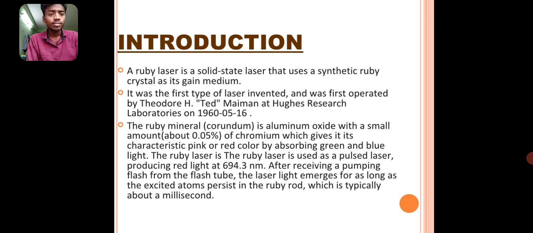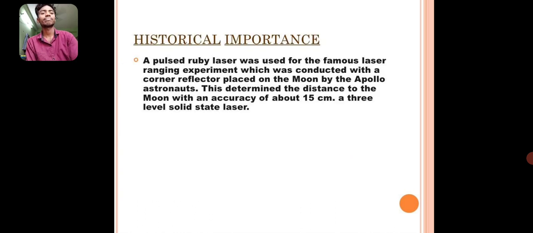The ruby mineral corundum is aluminum oxide with a small amount, about 0.05%, of chromium, which gives it its characteristic pink or red color by absorbing green and blue light. The ruby laser is used as a pulsed laser, producing red light at 694.3 nanometers. After receiving a pumping flash from the flash tube, the laser light emerges for as long as the excited atoms persist in the ruby rod, which is typically about a millisecond.